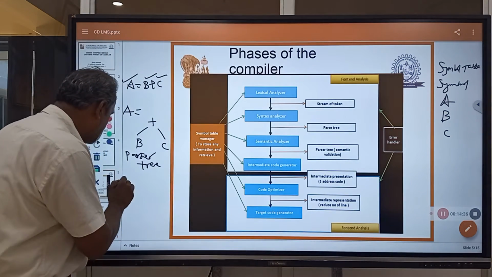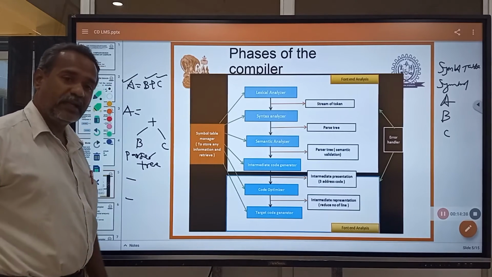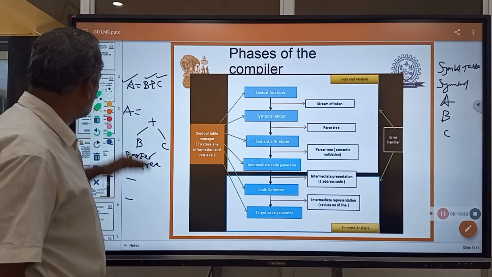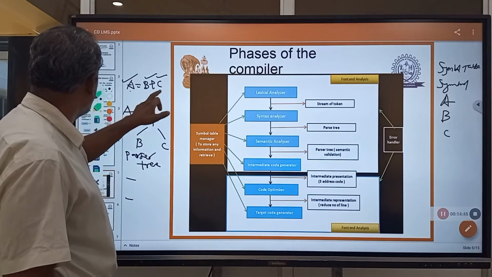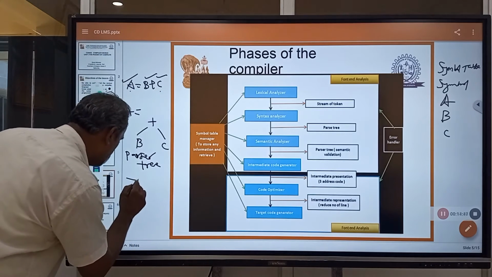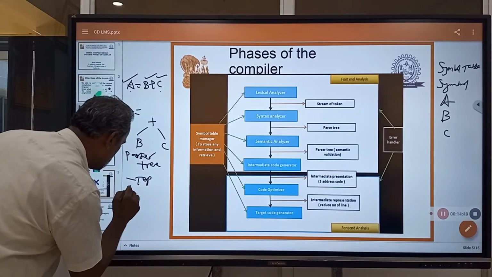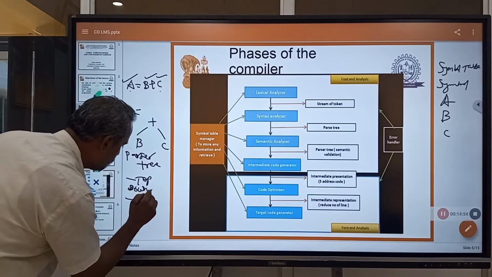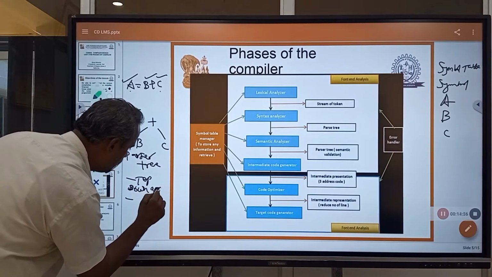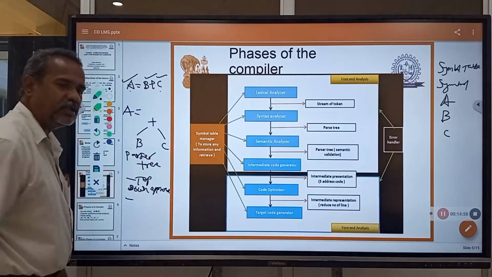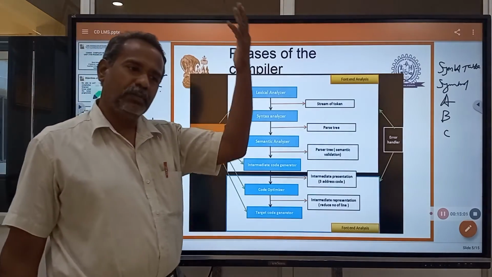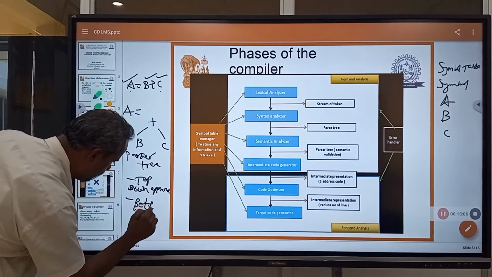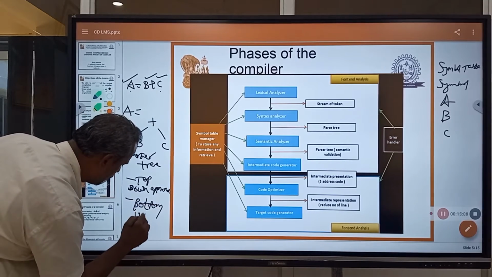Parser tree. The parser tree has two types. What types? Bottom-up approach and top-down approach. When things are generated from top to bottom, it is called the top-down approach. What, my dear students? Top-down. Followed by that, we have one more terminology, which is called the bottom-up approach. Top-down, bottom-up approach.